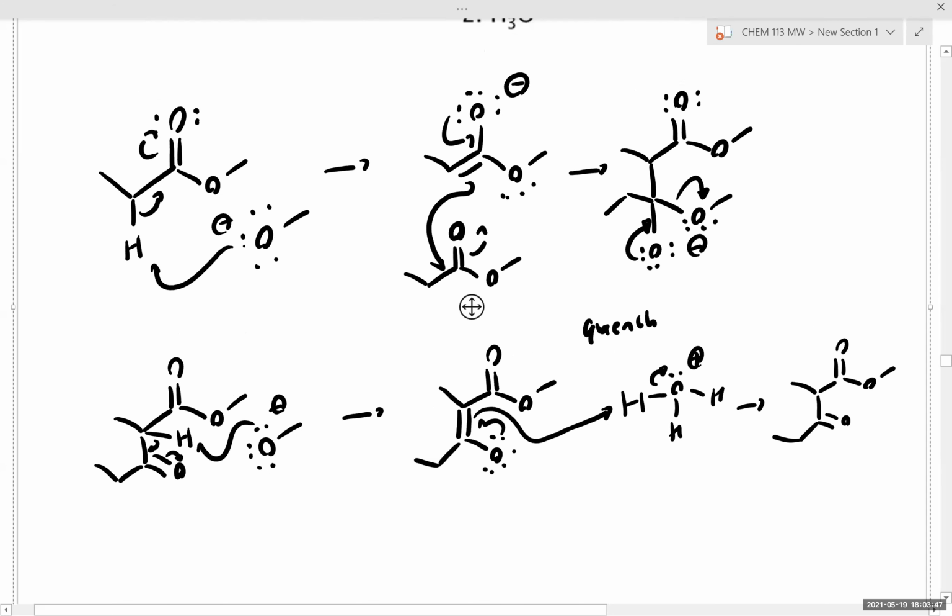Does this mechanism look reasonable to everyone? Any questions on this mechanism before we move on? If we don't have any other questions, let's move on.